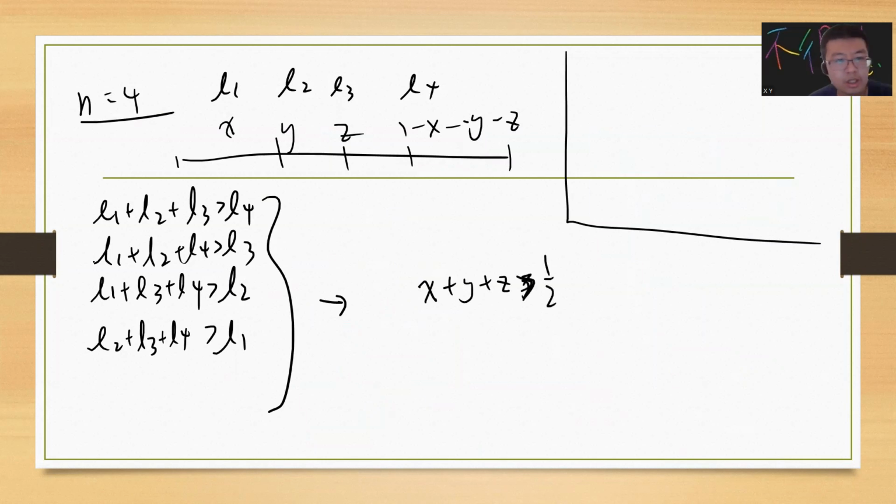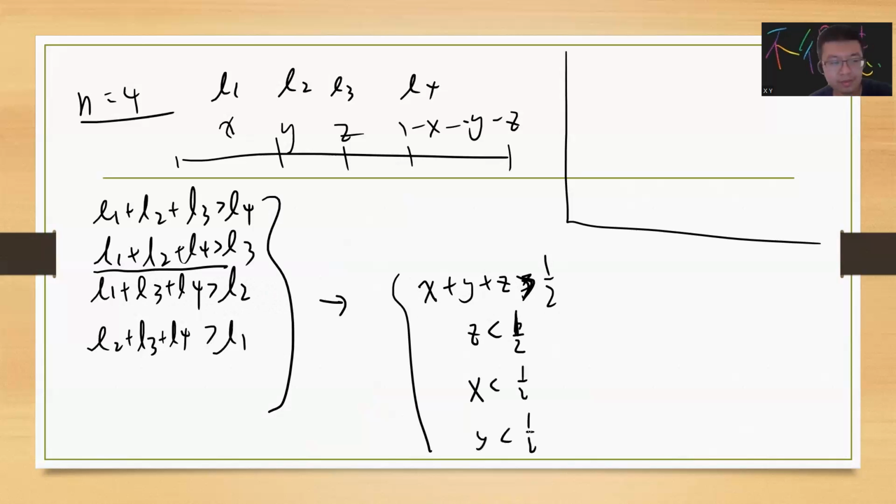Okay, and then the next: L1 plus L2 plus L4 is 1 minus z, so 1 minus z is greater than z, which gives z less than half. Okay, then by symmetry, you have x less than half, y less than half. Okay, so the problem is very simple.